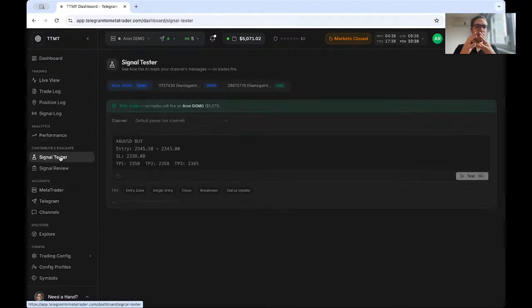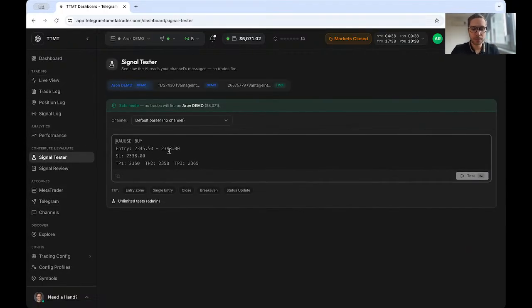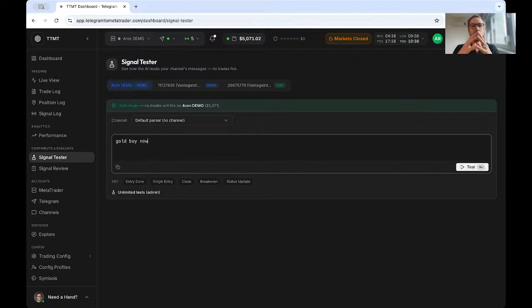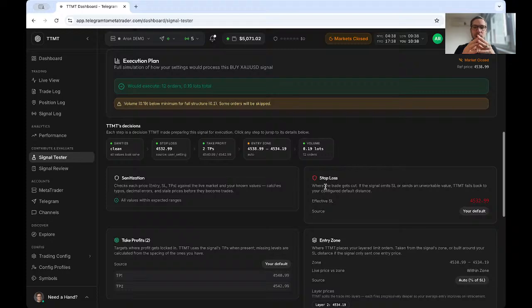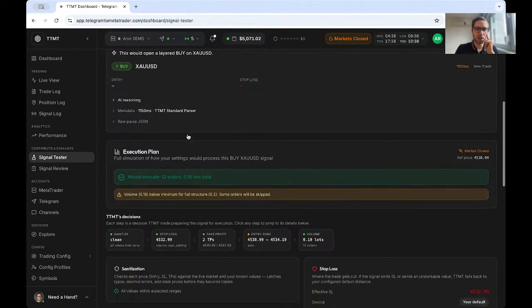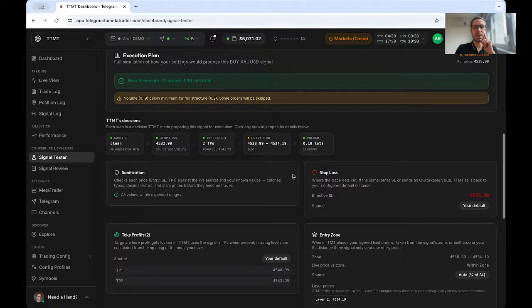All right, signal tester. It's a cool thing. You can test the potential outcome of a signal when you want to start experimenting with a new channel. You go to your signal channel, copy one of the signals from the channel. I'm gonna use a very simple signal right now, but you can test it with all different kinds of signals. And once you click on test, you can see how the system would work with this signal.